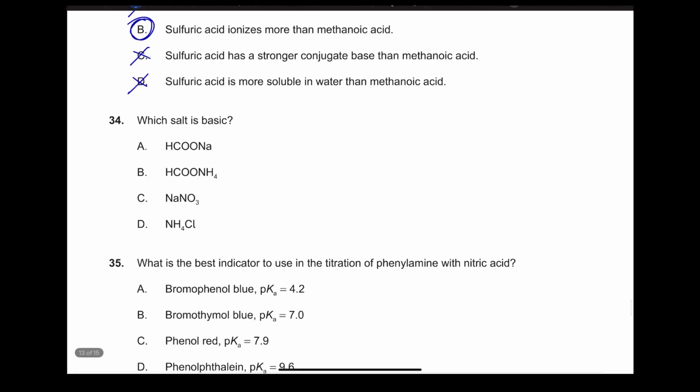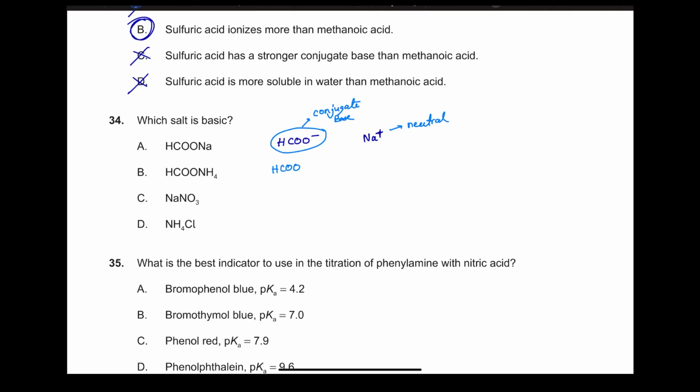Next, which salt is basic? So we have to ionize all of them and check which one gives you a basic salt, right? So HCOONa, you can ionize it into HCOO minus and Na plus. So Na plus comes from a strong base. It will not produce a conjugate acid or base, nothing. But HCOO minus comes from HCOOH. HCOOH is a weak acid, so this is a conjugate base. While Na plus will be neutral because it comes from a strong base.